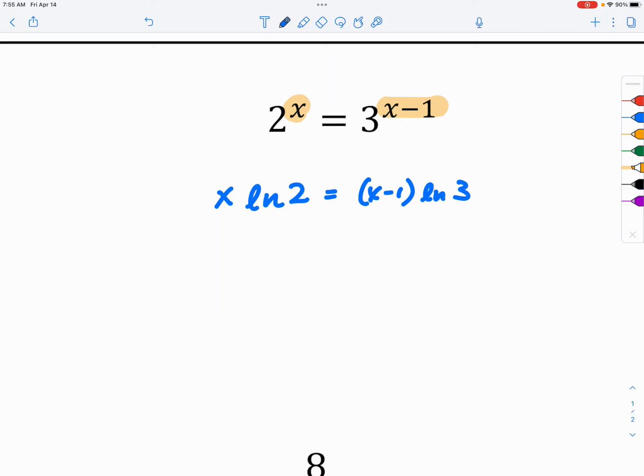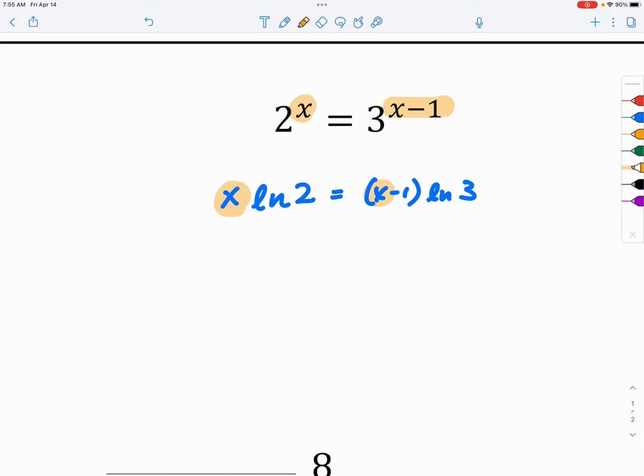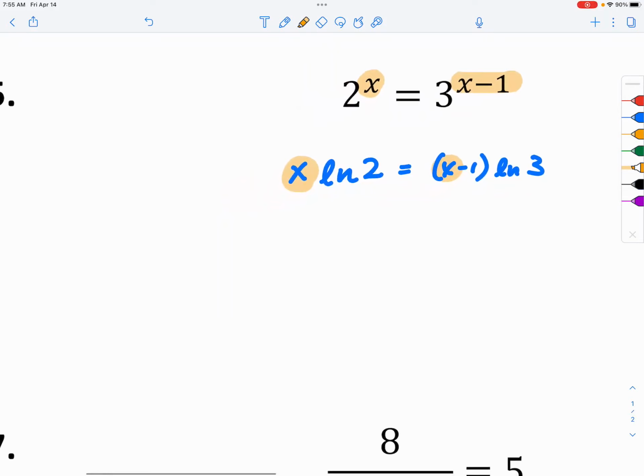Lovely. Now, the key challenge right here that's different from the first 4 questions is that now we have 2 places with x. Okay, what do we do now? What do we do now? Now, before I show you what to do, I want you to do a little side problem.